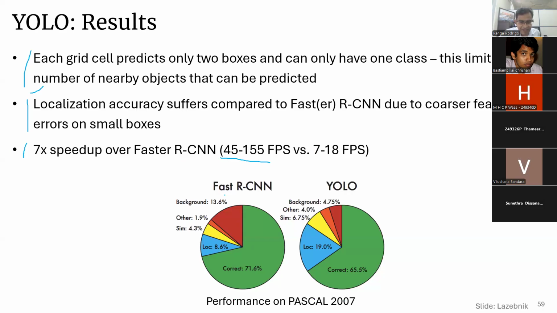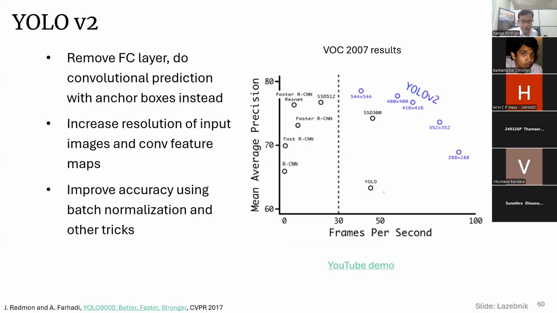Performance on Pascal VOC: if you take Fast RCNN, correct 71%, YOLO correct 65%. Location errors, I think, Fast RCNN 86%, this one 19%. Background errors, Fast RCNN is making background errors, right? Yes, background noise is less for YOLO. Okay. That was YOLO version 1.